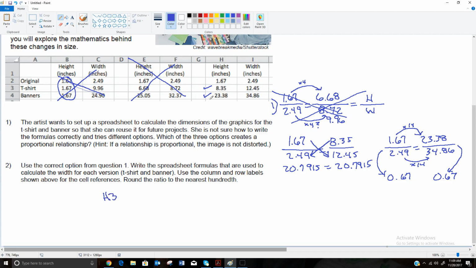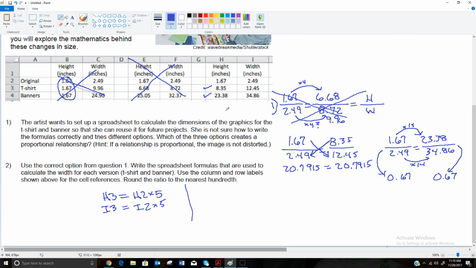the t-shirt cell here, the t-shirt height, that would be gotten by taking H2 times, what did we decide? I believe it was times 5. So to get from here to here, you would take times 5. And then to get I3, what you would put in that cell is whatever I2 was times 5. So to get from here to here, you would multiply by 5. To get from here to here, you would multiply by 5.